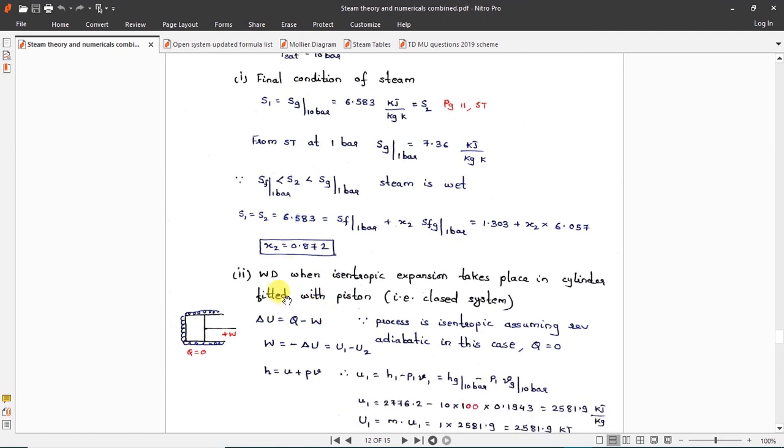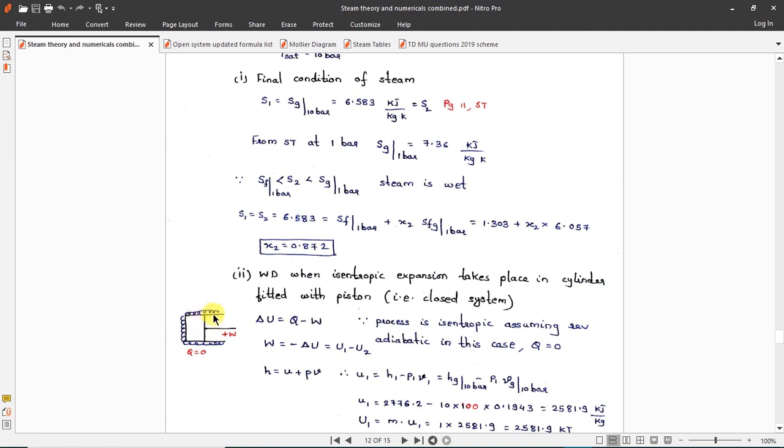Now we will calculate the second part: the work done when isentropic expansion takes place in a cylinder fitted with a piston, that is, a closed system. I have shown over here this is the cylinder and piston, and we are assuming this is an isentropic process, and that it is reversible adiabatic.